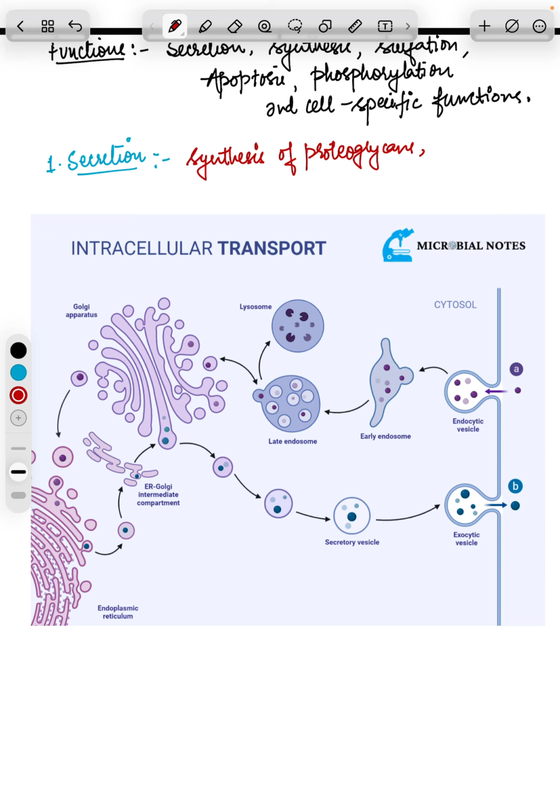Here in this diagram you can see how the Golgi apparatus is linking to the ER, and through vesicles it is sending these vesicles out of the cell and also inside of the cell through different processes. One is showing exocytosis and another one is the process of endocytosis.